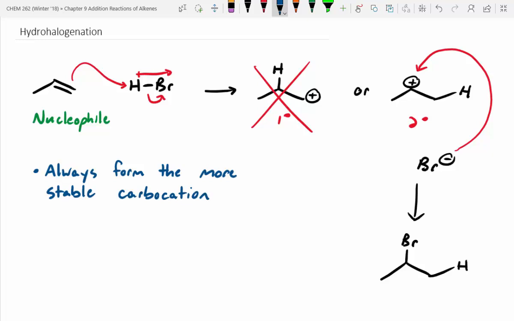So we said last term resonance is the best, followed by tertiary, secondary, and then primary is really crummy. So try to form the most stable carbocation that you can in that first step. And then the second thing is this is referred to as Markovnikov addition. What was that? I'll write it down.